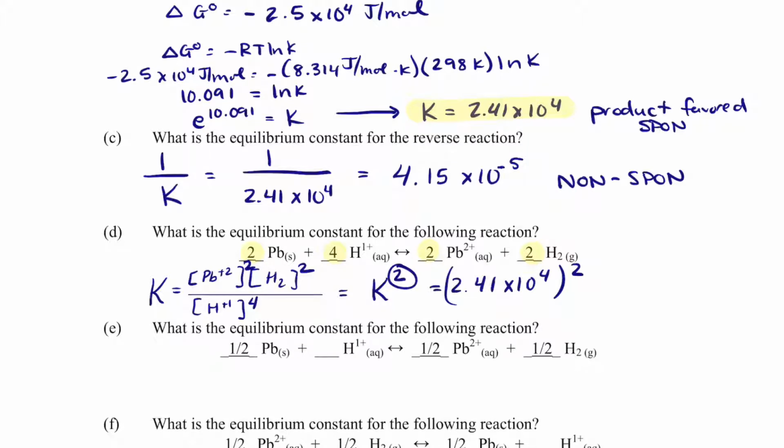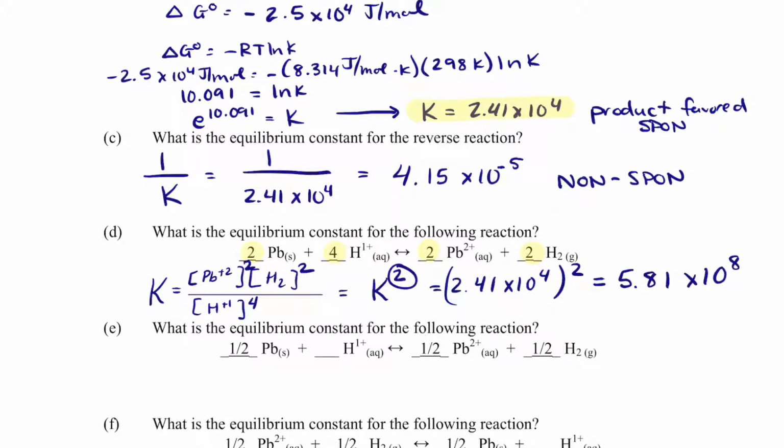And I can do a little bit of mental math here, and I can say 2.41 squared is going to be something a little bit over 4, maybe a little bit closer to 5, and then 10 to the fourth squared would be 10 to the 8th. And the reason I'm telling you that is for multiple choice where you may not have a calculator. But if I plug this in, I get 5.81 times 10 to the 8th.